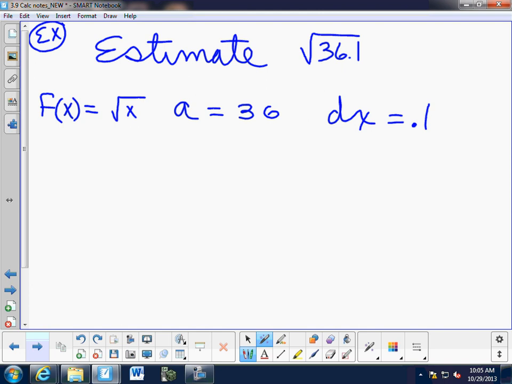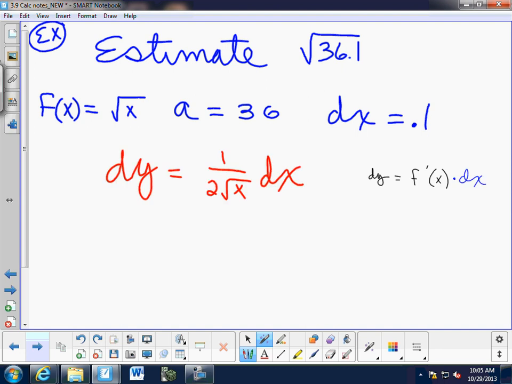Estimate the square root of 36.1. Well, the function is square root of x. And I'm really, really close to the point where a is 36. But I've changed the x values by 0.1. So the change in x is 0.1. So according to that equation we had a minute ago, the dy is simply f prime of x dx.